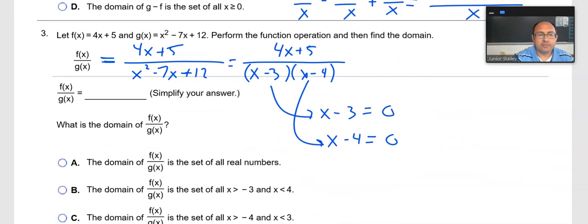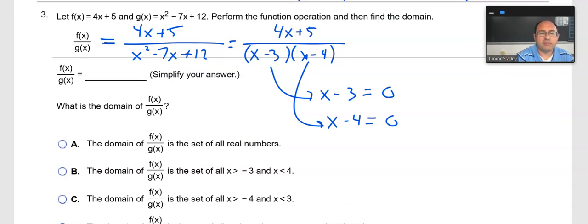Okay, question 3. What other problems could we have? So first they want me to set up f of x over g of x. I do that. I put the 4x plus 5 on the top. I put the x squared minus 7x plus 12 on the bottom.